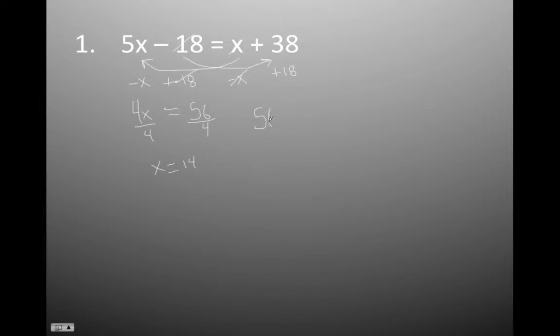We've got 5 times 14 minus 18 equals 14 plus 38. 5 times 14 I know is 70, minus 18, equals 14 plus 38. Well, I know 14 and 38 is 52. 70 minus 18 is 52. 52 equals 52. True statement? Same result. Solution, x equals 14.